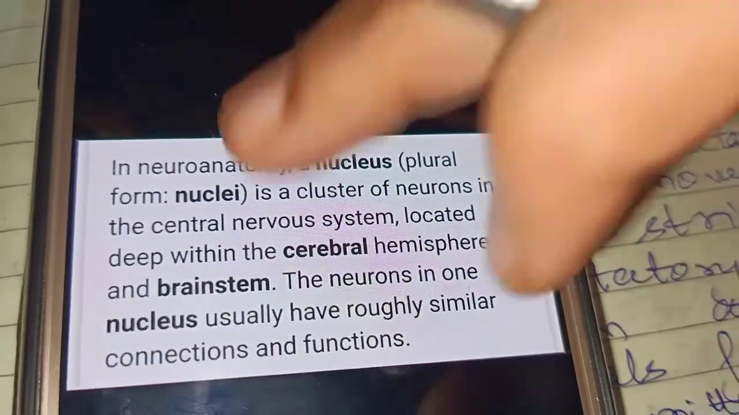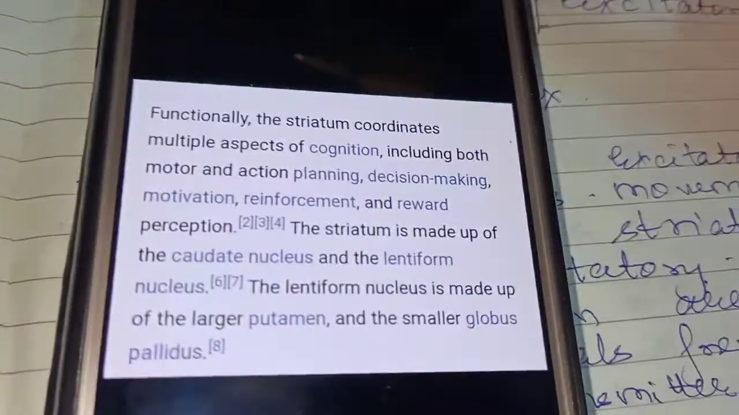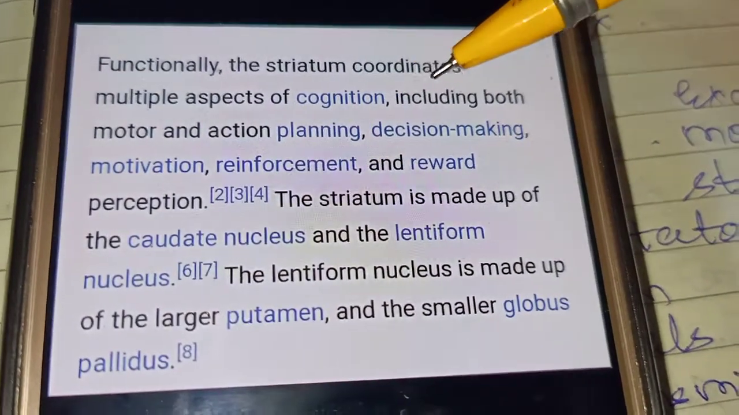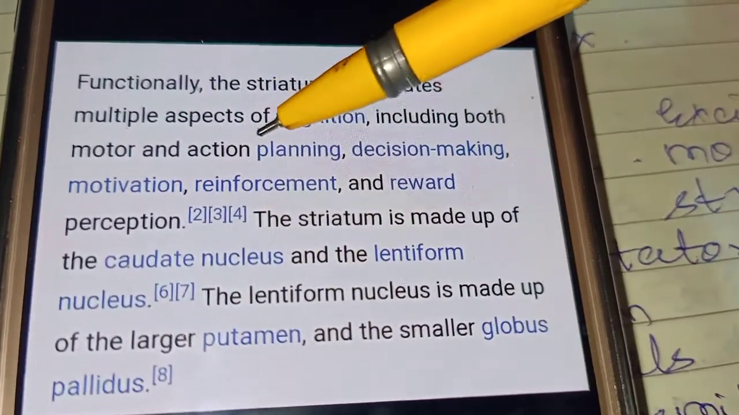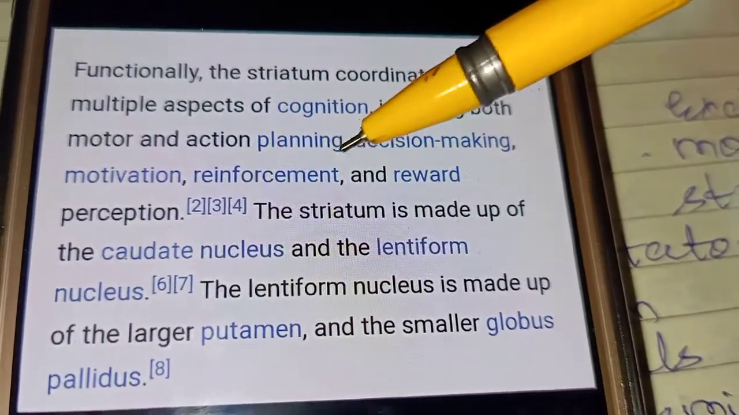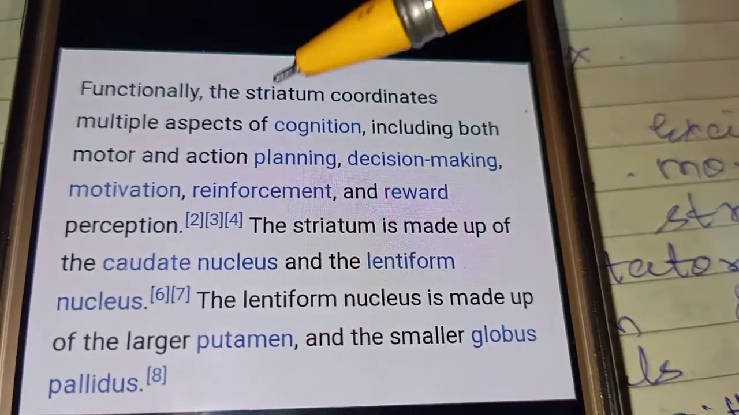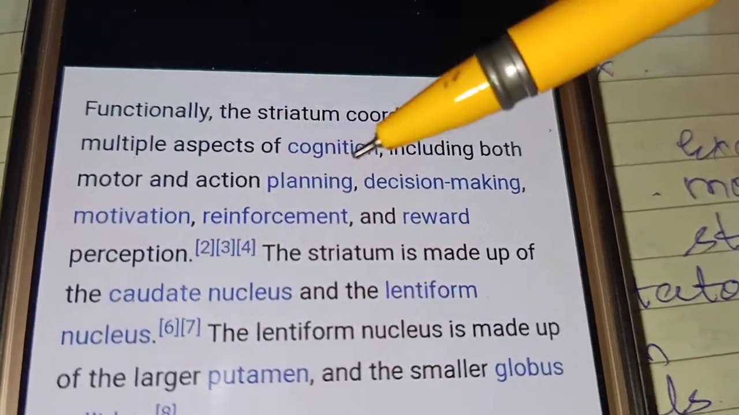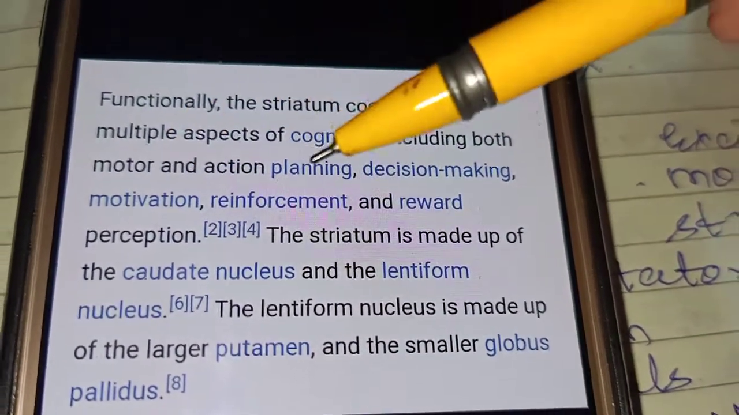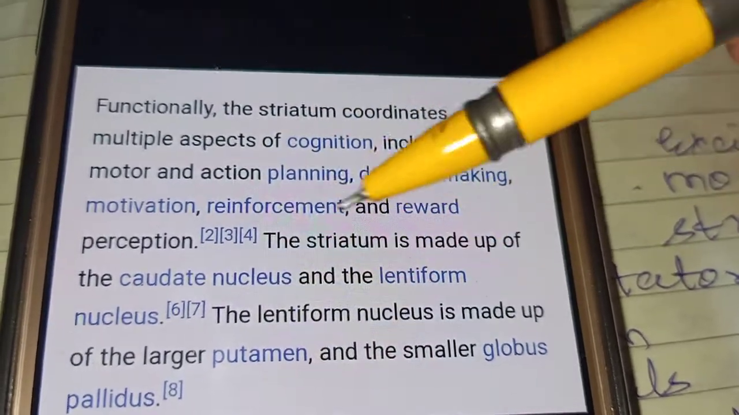Now the striatum also coordinates multiple aspects of cognition, including both motor and action planning, decision making, motivation, reinforcement and reward perception. These are the functions of the striatum you have to remember: cognition, planning, decision making, motivation, reinforcement and reward perception.